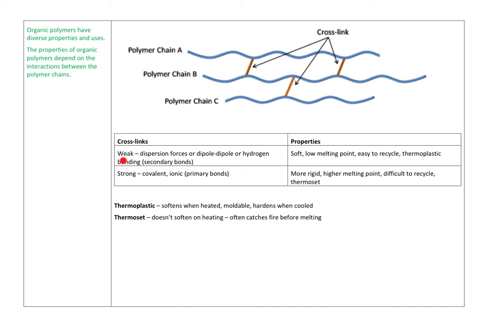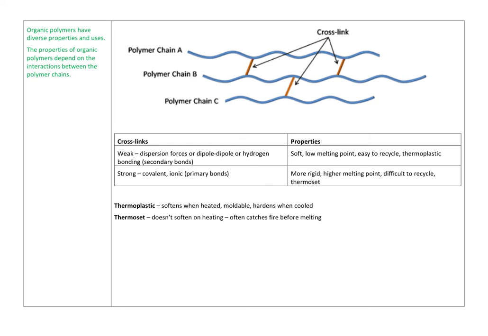If the cross-links are weak, i.e. they are formed through dispersion forces or dipole-dipole bonding, or even hydrogen bonding, which are all secondary bonds or secondary interactions, those polymers all tend to be relatively soft, have a low melting point, and are easy to recycle. They're what we call thermoplastic. So thermoplastic means it softens when heated, it's moldable, and then it will harden when it's cooled down, which makes it easy to recycle, remold into a new shape.